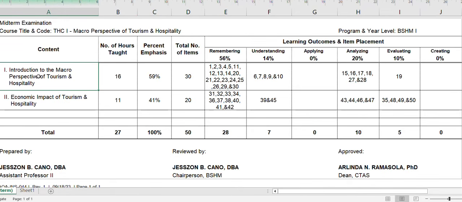And for the chapter 1, Introduction to the Macro, I have put 16 hours here since I completed having a discussion and activity for the students. So I have 16 hours compared to chapter 2, where we only have 11 hours because I did not complete the other topics for chapter 2. So again, chapter 1, 16 hours, chapter 2, 11 hours, with a total hours of 27.